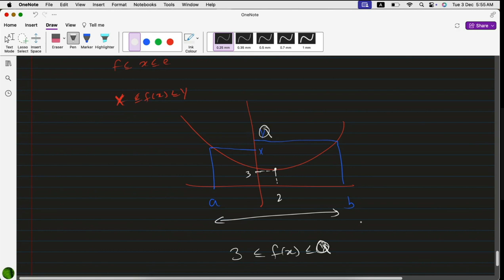From between A and B, the lowest value is 3, because of the turning point. And then the highest is up to B. So that would be the answer. Always check if the turning point is there, and then we would answer that.